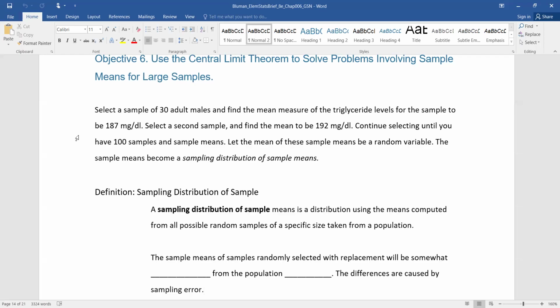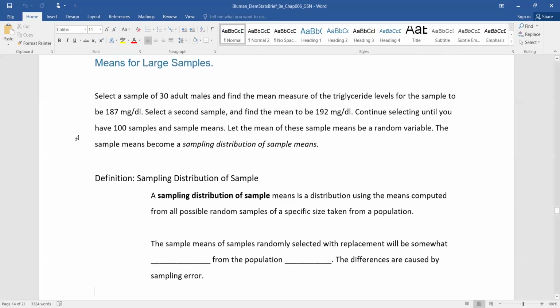Let the mean of these sample means be a random variable. So the sample means become a sampling distribution of sample means. So basically, it's as if someone else is doing this 30 times each, and we're all getting different means, and then we're going to bring our means together to see what we all get.